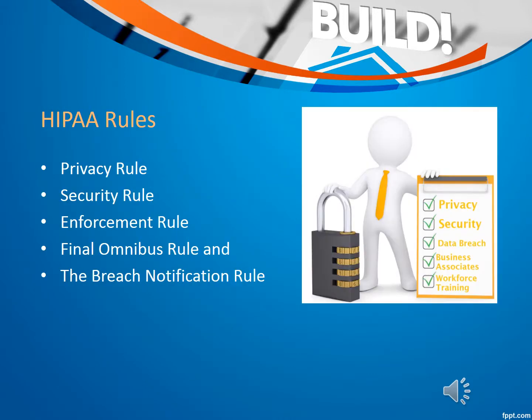Let us understand the different HIPAA rule sets. The first is the privacy rule, second is security rule, enforcement rule, and the final omnibus rule, which also had explanation on the breach notification rule.